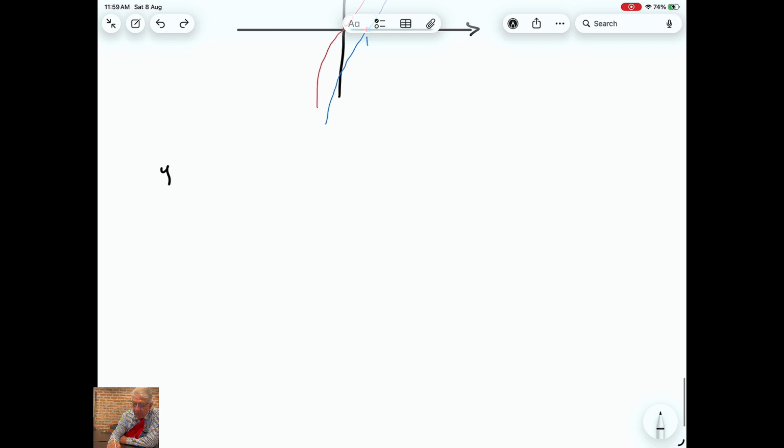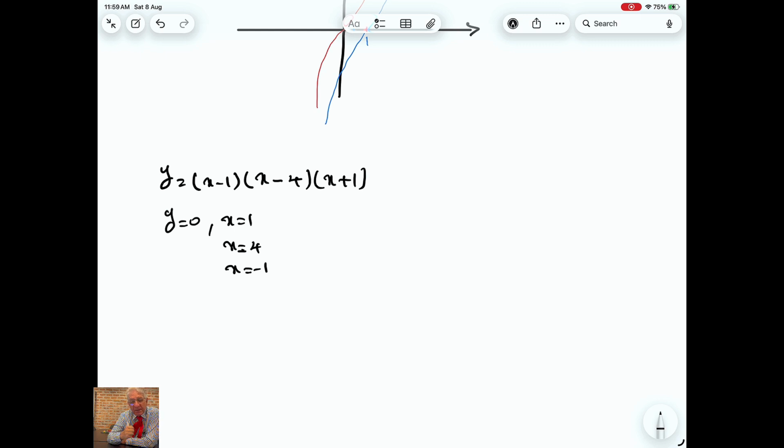You see, if you have got y equal to x minus 1 times x minus 4 times x plus 1. Now you can see that if y is equal to 0, you are going to get x equal to 1, x equal to 4, and x equal to negative 1. Because when y is equal to 0, either of these factors is 0, therefore you are getting the roots. Therefore, you have got 3 different points on the x-axis.